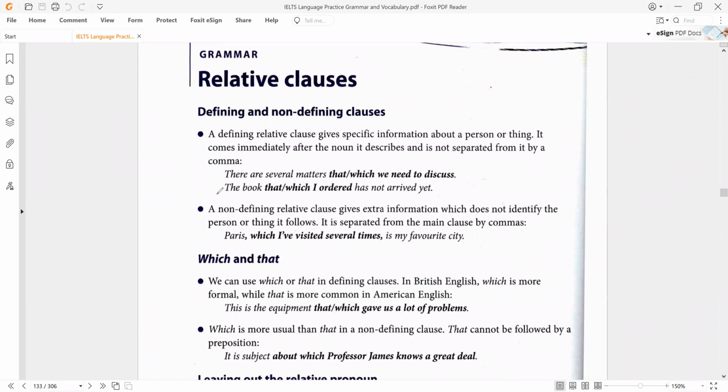مثلا هذه the book I ordered, or there are several matters which we needed to discuss. Here we have to discuss these matters. So there are several matters which we need to discuss. To discuss what? We discuss matters. فهذه معرفة. The discussion concerns matters. فإذا هنا معرفة discussion.